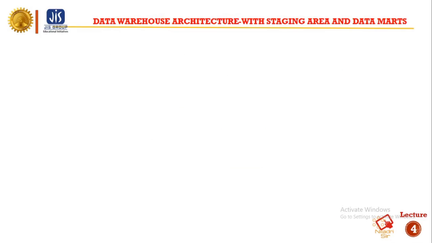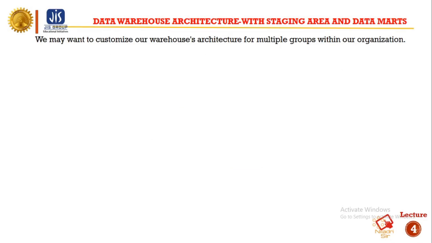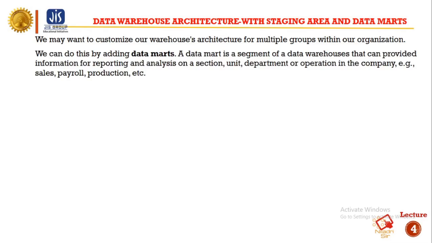Now come to the next part, that is data warehouse architecture with staging area and data marts. We may want to customize our warehouse's architecture for multiple groups within our organization. We can do this by adding data marts. A data mart is basically a segment of a data warehouse that can provide information for reporting and analysis on a section, unit, department, or operation in the company. For example, sales, payroll, production, etc.